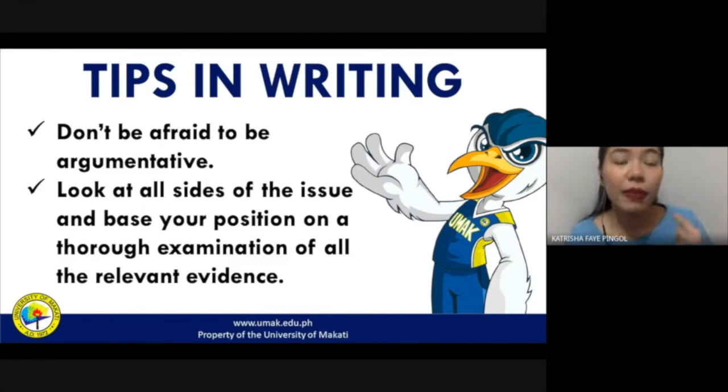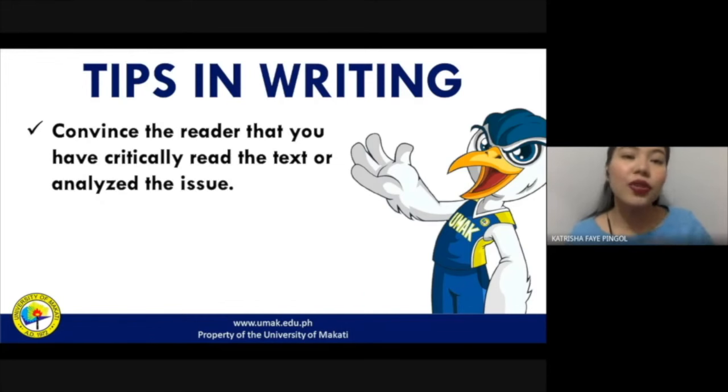If you really believe that there is something wrong or something that is not right about a particular topic or a particular issue, and you don't agree with it completely, then try to examine everything before you make your final stand or before you state your final viewpoint regarding that particular issue. Next, it is also best that you convince your reader that you have critically read the text or even analyzed the issue as well. Now, how do you do this convincing?